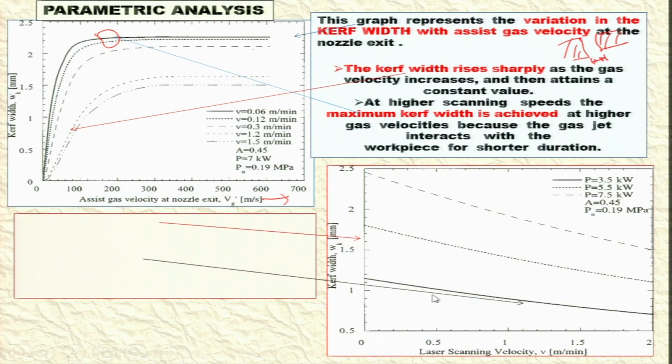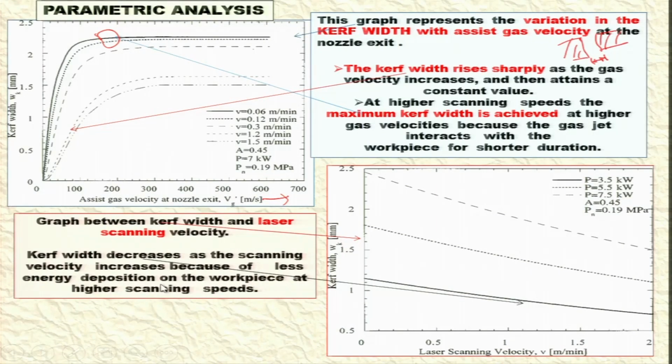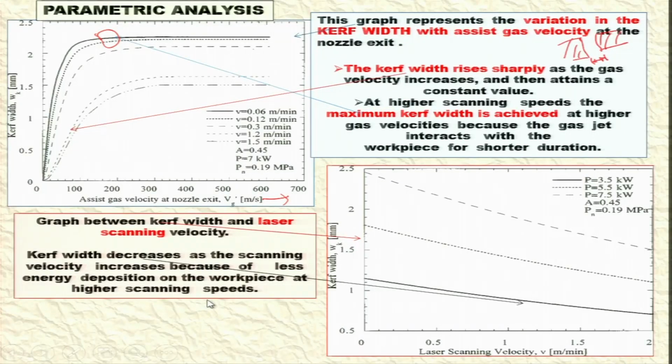You can see the kerf width with laser scanning velocity. In the graph between kerf width and laser scanning velocity, you can see here kerf width decreases as the scanning velocity increases. So this is decreasing in this direction because scanning velocity is increasing in this direction, because of less energy deposition or less time available for energy deposition on the workpiece, and raising the temperature on the workpiece at higher scanning speed. That means the speed with which the laser beam is scanning the workpiece surface.